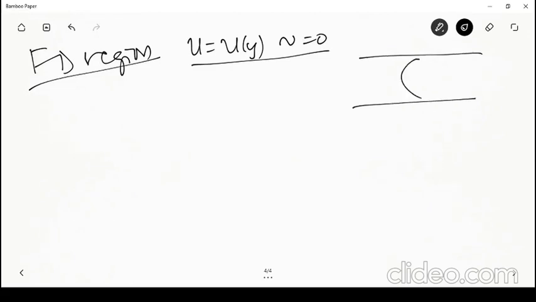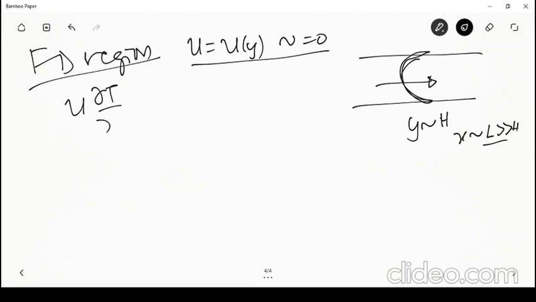And in the region where it is fully developed, the temperature varies substantially with y, but with x the variation may not be that much. You can do an order of magnitude analysis and say that y is of the order of h or 2h, and x is of the order of L, which is much greater than h, because the flow is fully developed, so it has gone through a certain distance, and this L is larger than h.